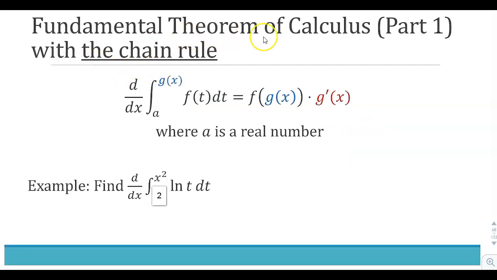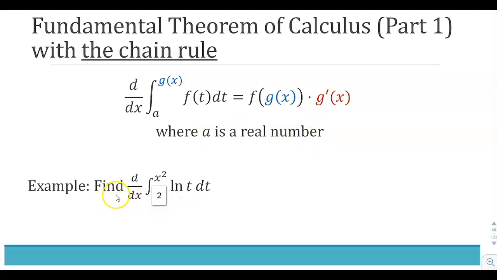Now we have the Fundamental Theorem of Calculus Part 1, but with the chain rule. If I take the derivative with respect to x of the integral from a to a function now, g of x, instead of just x, of f of t dt, I have to apply the chain rule, where now the g of x function does replace the dummy variable inside the integrand. So I do have f of g of x, but now I have to take the derivative of the inside, apply the chain rule, which would be g prime of x. And again, a has to be a real number.